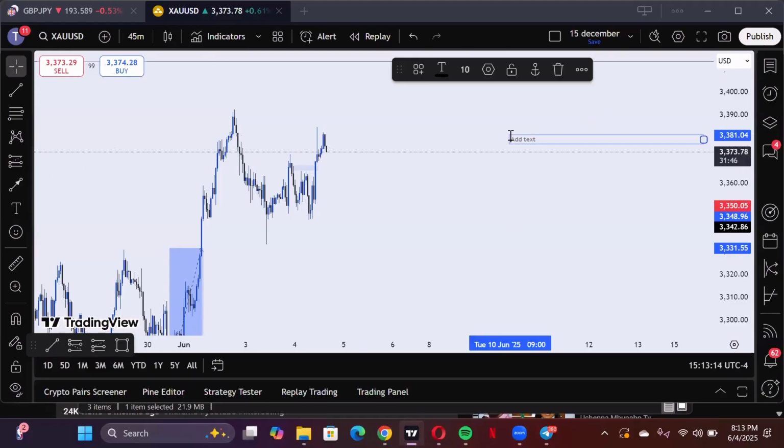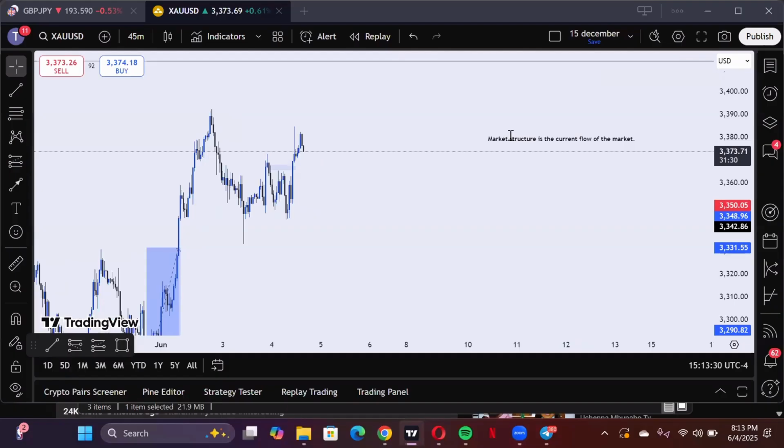Market structure is basically the current movement of the market, or the current flow of the market. That is what market structure is all about: the current movement of the market, the pattern that market uses to approach one point or the other.